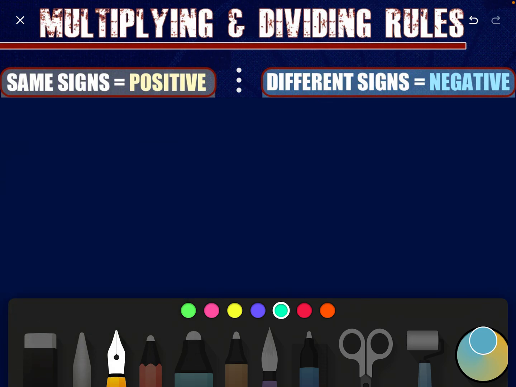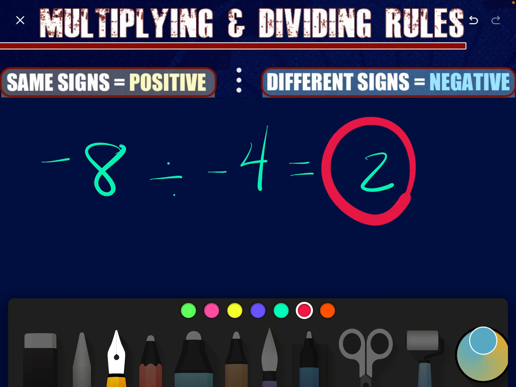All right, now, that was the different signs. If you have the same signs, you got negative 8 divided by negative 4. 8 divided by 4 is 2. They are the same, so that is a positive 2.